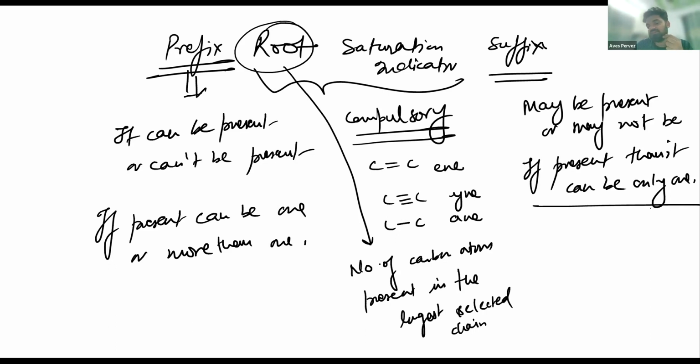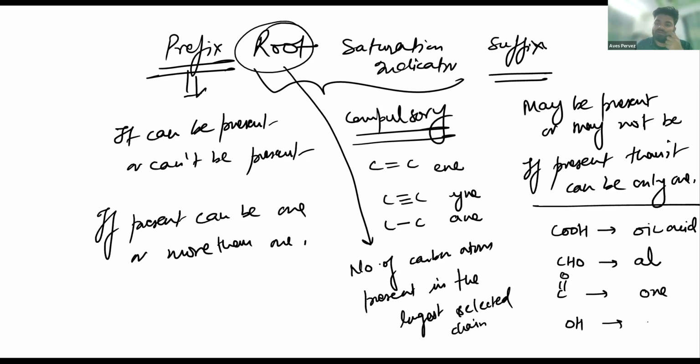And the suffix: if we have carboxylic acid, COOH, as a functional group, the suffix is oic acid. If we have aldehyde, CHO, the suffix is al. If we have ketone, it is one. If we have alcohol as a functional group, we have ol as a suffix. So note down each and every thing.